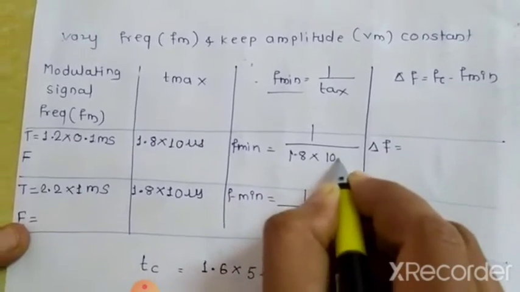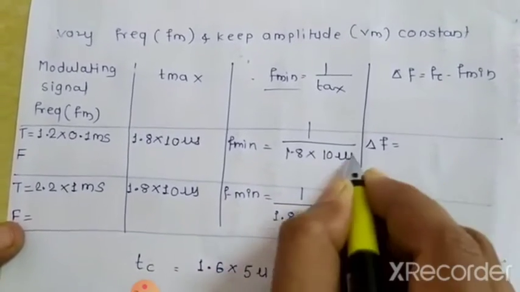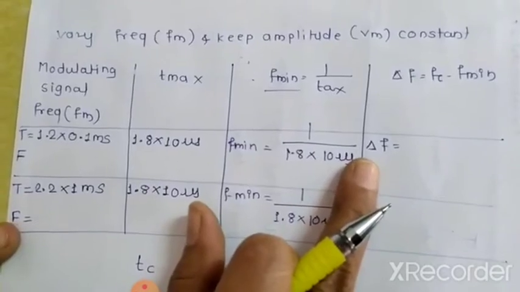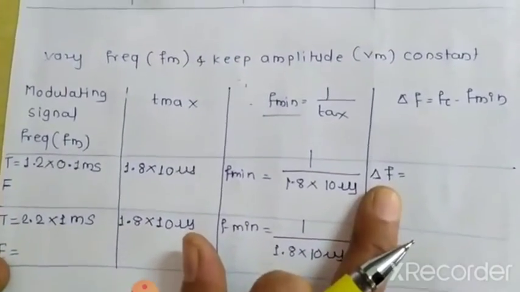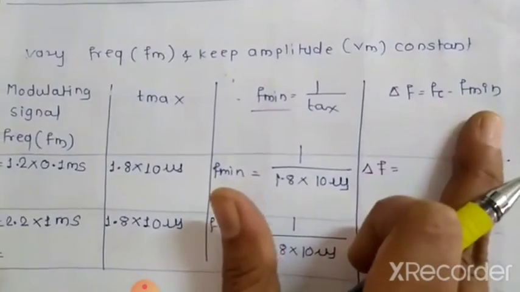So this is all about your experiment, that is, generate FM signal using VCO. I hope you have understood the practical. Thank you.